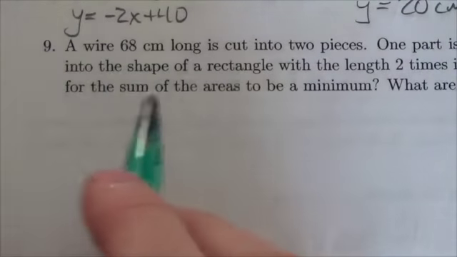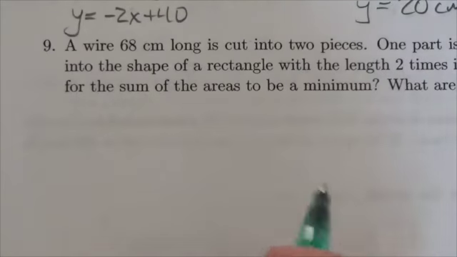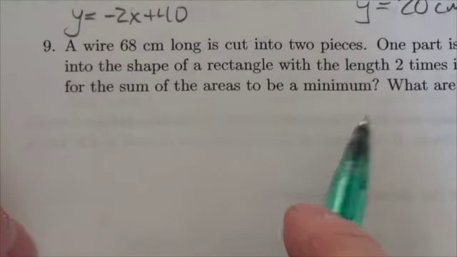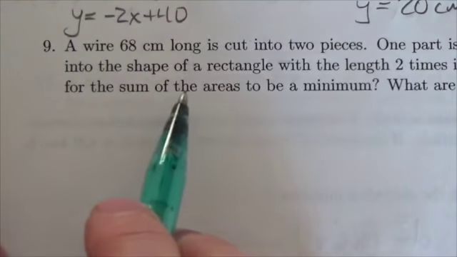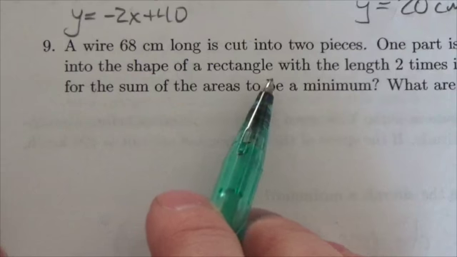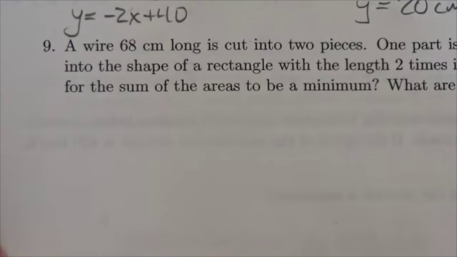A wire, and it doesn't really matter how long the wire is, but we're going to cut it into two pieces. In this case, one part is going to be used to make a square, and the other part is going to be made into a rectangle with the length 2 times its width.